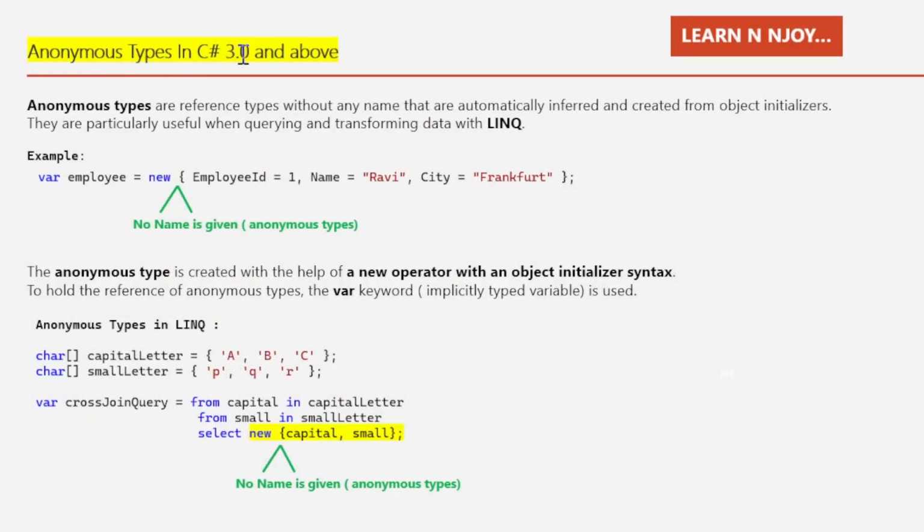Anonymous types in C# 3.0 and above. What are anonymous types? Anonymous types are reference types without any name that are automatically inferred and created from object initializers. They are particularly useful when querying and transforming data with LINQ. Okay, let's try to understand with the help of the examples shown here.